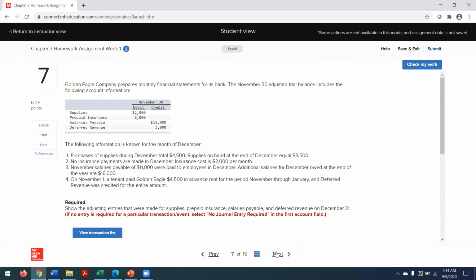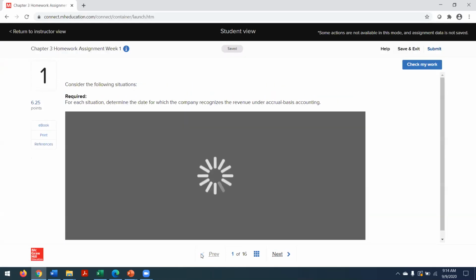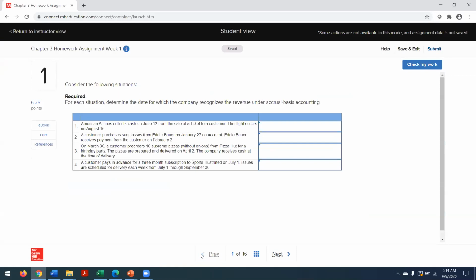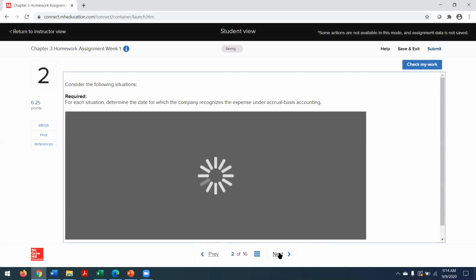Now, we did this problem in our homework or in our PowerPoint. So I just wanted to go back and show you a couple things you didn't get to see earlier. This first problem for homework, we went over. Remember the American Airlines collects cash on June 12th for sale and the customer purchases from Eddie Bauer. We already went over that one.